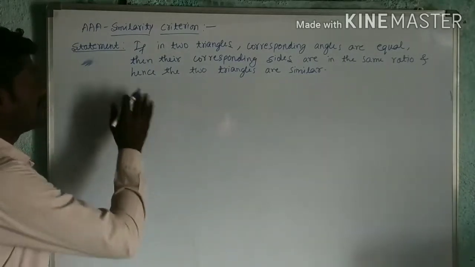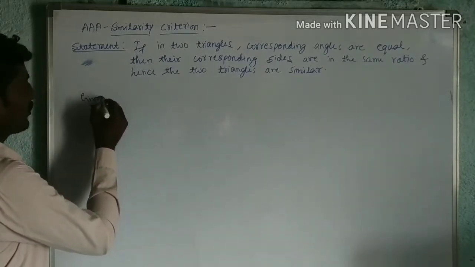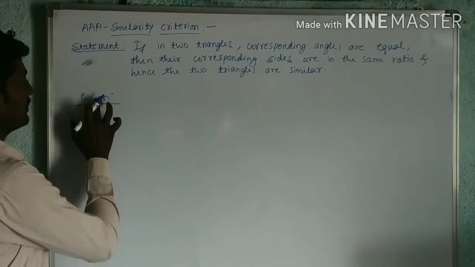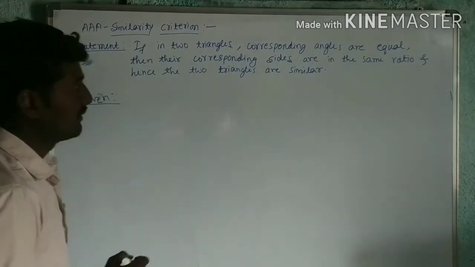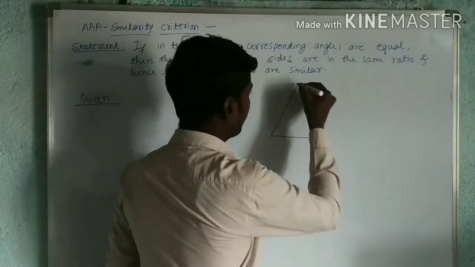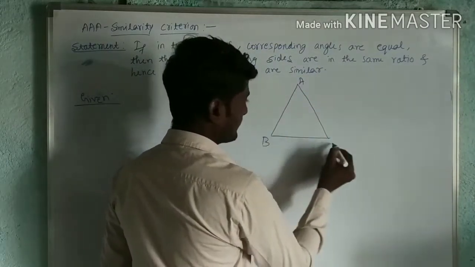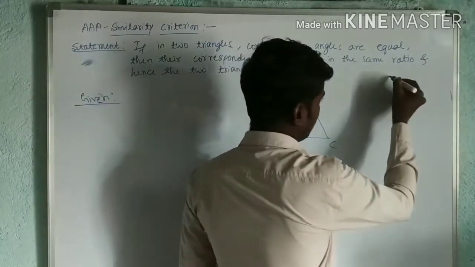Now first I have to write the given. So given, first I will draw two triangles, ABC and DEF. So this is triangle ABC. Now this is another triangle.